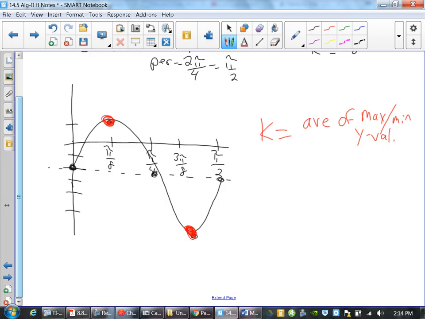So if I go up to 1 and I go down to -5, what's 1 plus -5? There's my k value.